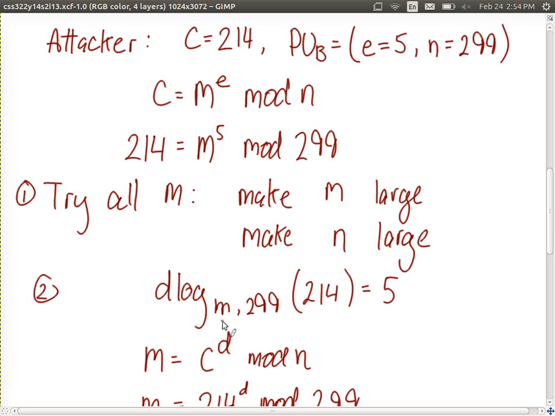And again, for large numbers, solving discrete logarithms is considered practically impossible. So as long as we use large enough numbers, there are no known solutions that will find the answer within reasonable time, within thousands of years. So solving discrete logarithms is considered a hard problem to do. So that's one reason why RSA is considered secure. Solving a discrete logarithm is a computationally hard problem.